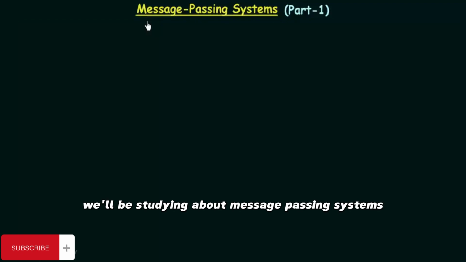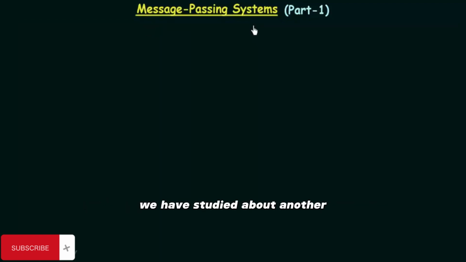In this lecture, we'll be studying about message passing systems. In the previous lecture, we studied another kind of interprocess communication, which was shared memory systems, in which if two processes want to communicate, they do so by sharing a portion of memory, which resides in the address space of one of the processes. And when they want to communicate, they write to that shared memory, or they read from that shared memory.